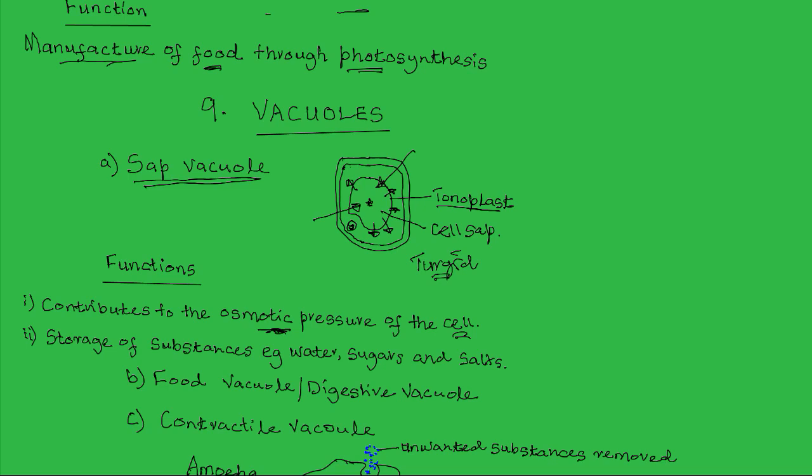The second function of the sap vacuole is storage of substances such as water, the sugars and salts. Remember, this water has so many other roles in the plant, and one of the areas where the water is stored until it is required for some uses is the sap vacuole. Sugars are also stored there, and the salts, and they'll be absorbed back into the cytoplasm when the need arises.